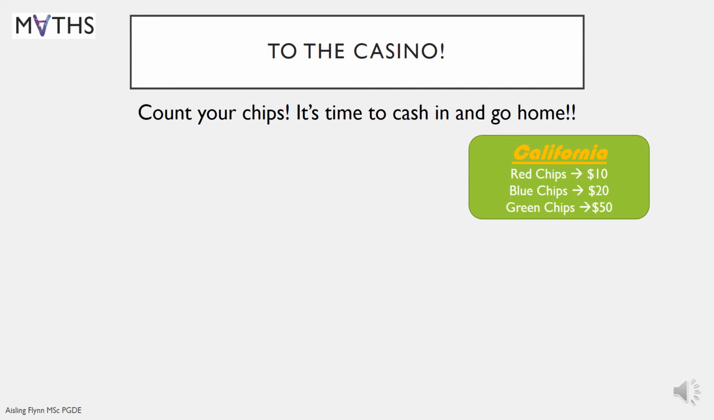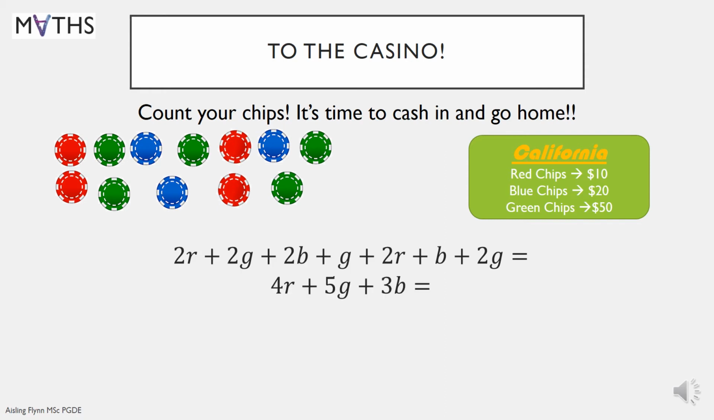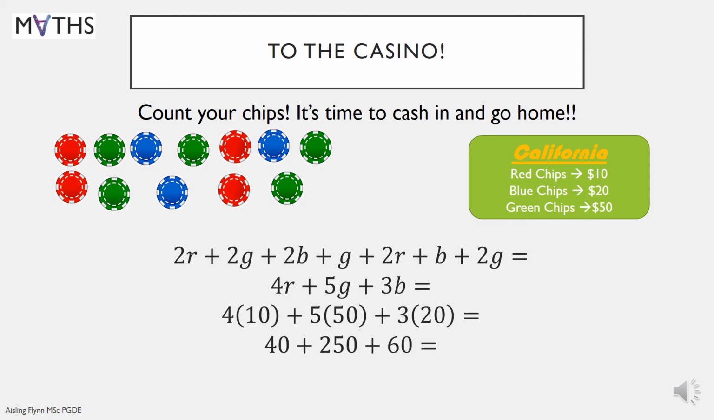Okay, so we're moving to California now, where the colors have different values. So that's why we call them variables. Okay, we have the same bunch of chips. Okay, the same list. When we simplify, we have the same amount, but this time the letters represent different values. So this time R represents 10, G represents 50, and B represents 20. Okay, so you substitute their different amounts. Multiplying next gives us that, and we get a total value of $350.